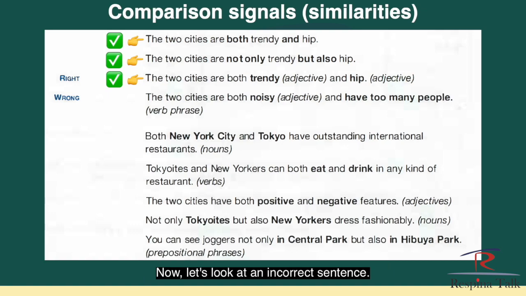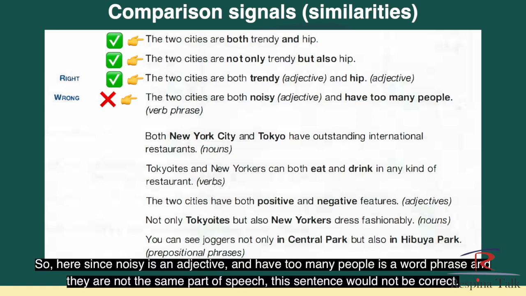Now let's look at an incorrect sentence. The two cities are both noisy and have too many people. So here, since noisy is an adjective and have too many people is a verb phrase, and they are not the same part of speech, this sentence would not be correct.